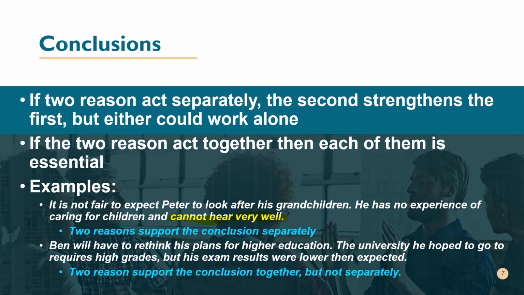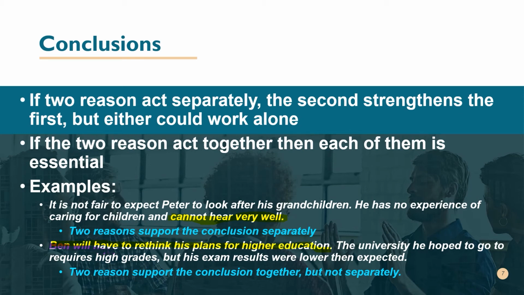Now let's look at the second one. Penn will have to rethink his plans for higher education. The university he hoped to go to requires high grades, but his exam results were lower than expected. So the conclusion is that he will have to rethink his plans for higher education.